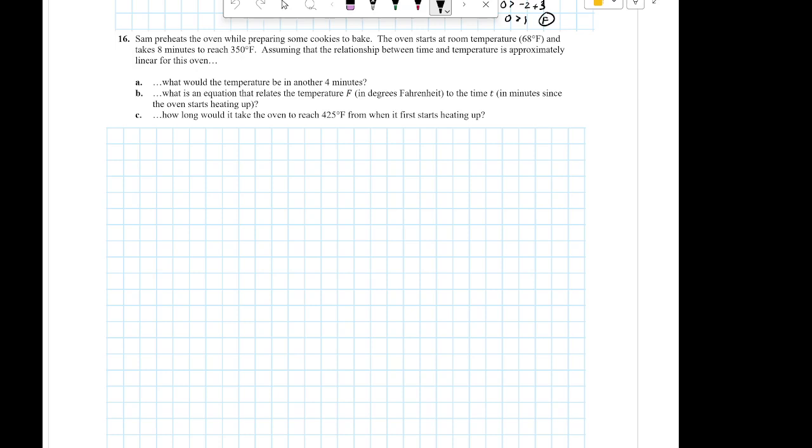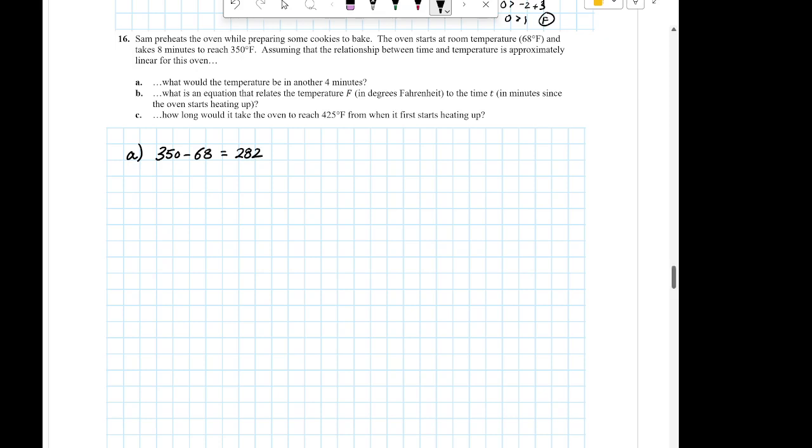Okay, so let's see here. We could do this a few ways. One of the ways we could do it is, we need to figure out how it took 8 minutes to go from 68 to 350. So 350 minus 68. Let's see, what's that equal? Hold on. I don't want to do that in my head. 350 minus 68 is 282.